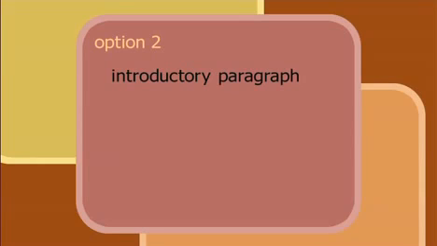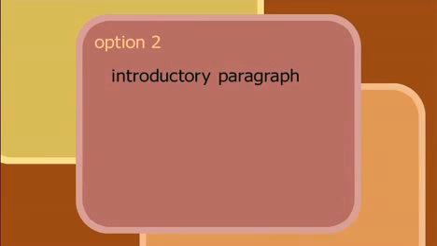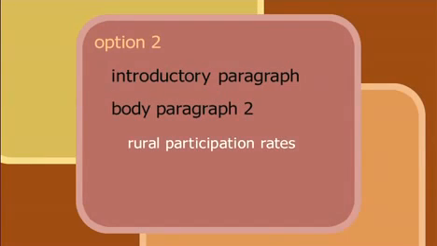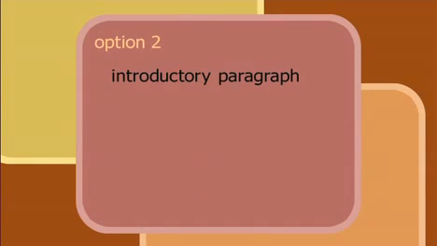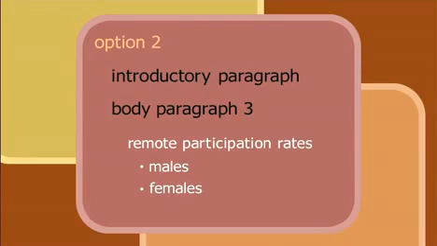Or you could try option 2 and divide the essay up into three body paragraphs, one for each of the locations. The essay would be structured like this, with an introductory paragraph, as always, then three body paragraphs. Body paragraph 1 would discuss urban participation rates for males and females. Body paragraph 2 would discuss rural participation rates for males and females. And body paragraph 3 would be used to discuss remote participation rates for males and females. There's no clear answer as to which way is better. They are both correct. But remember that your essay needs to be at least 150 words.